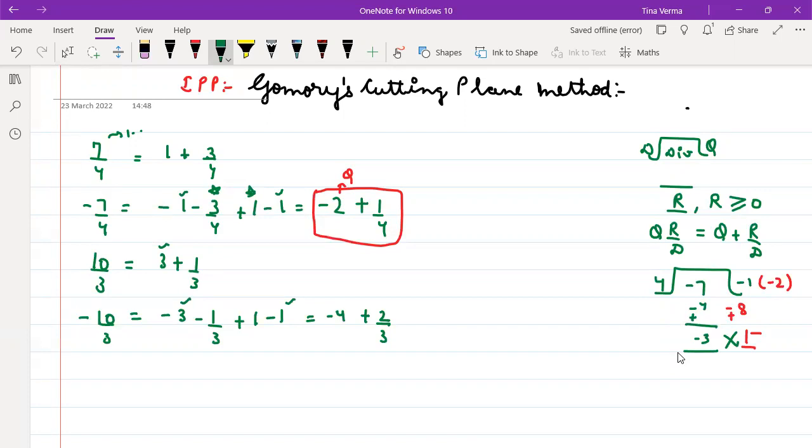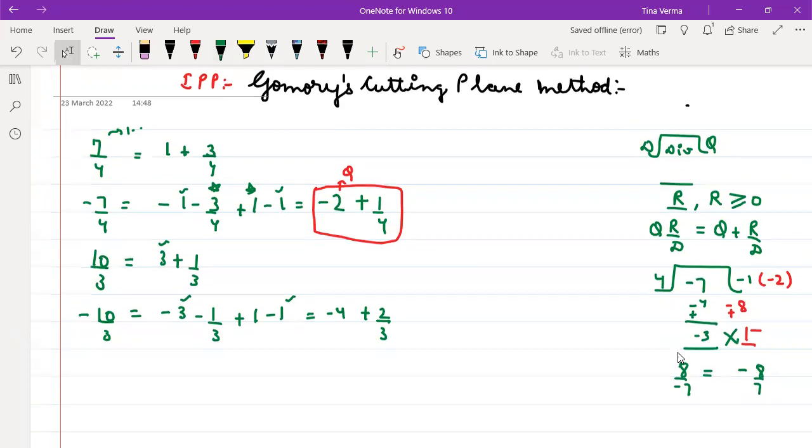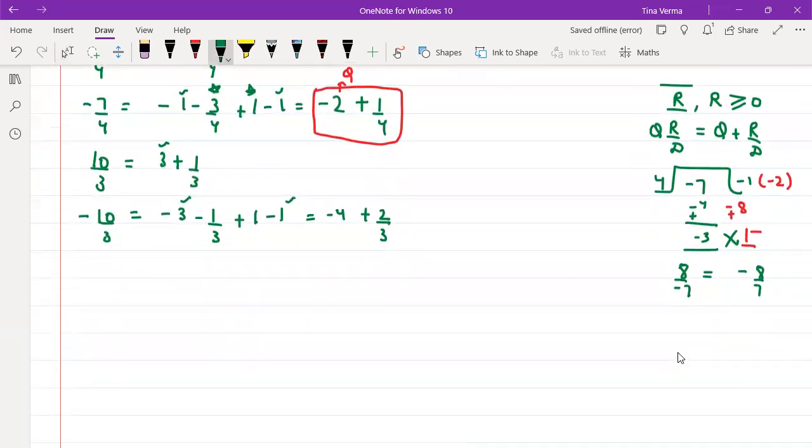Is it clear to all? When you write 8/-7, you don't write it this way, you always write -8/7. This is the correct way to write. We always write in this way. So if your divisor is also negative, you have to multiply the number, so then it will be negative, and you will check accordingly.